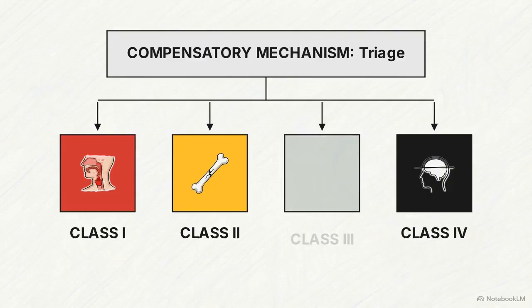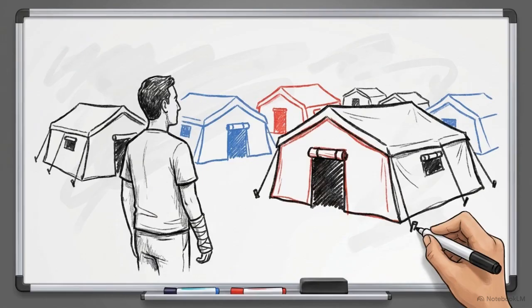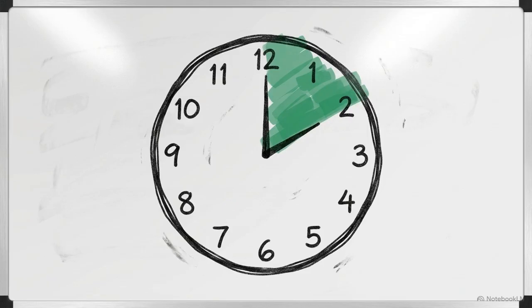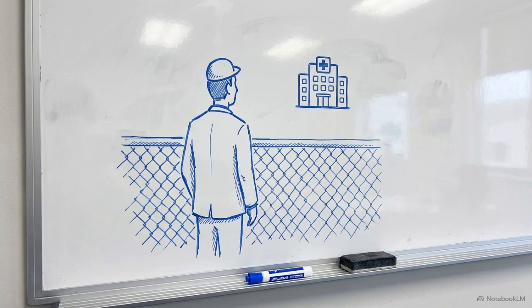Finally, the green tag is for non-urgent Class 3 patients. Often called the walking wounded, they have minor injuries like closed fractures, sprains, or abrasions. Their treatment can wait over 2 hours. But do not ignore them. Because they are mobile, the walking wounded often leave the scene on their own to seek help.